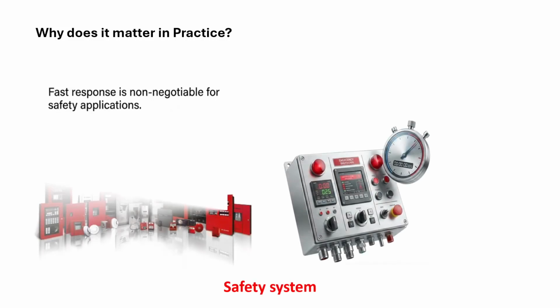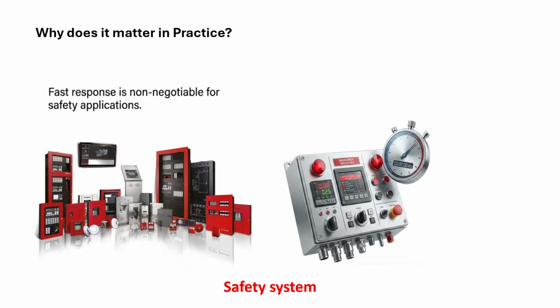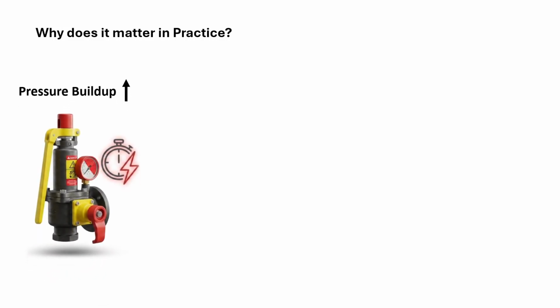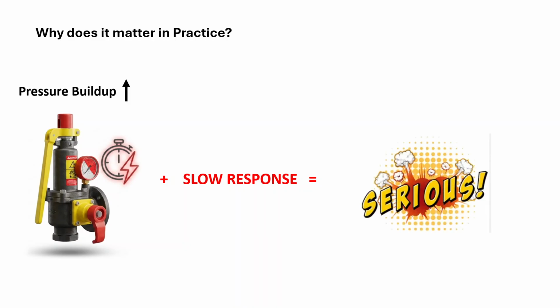Now, why should you care about any of this? Well, it depends entirely on what the instrument is doing. If your instrument is part of a safety system, a trip signal, an emergency shutdown interlock, then you need it to respond fast. We are talking milliseconds to seconds. If there is a dangerous pressure buildup and your instrument is slow to respond, that interlock fires too late. That's a serious problem.